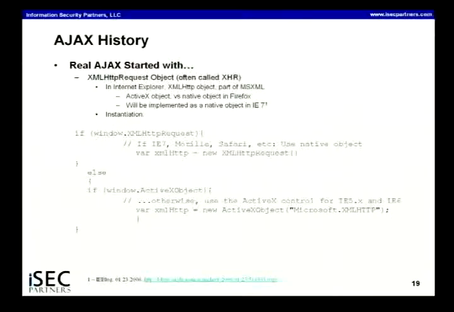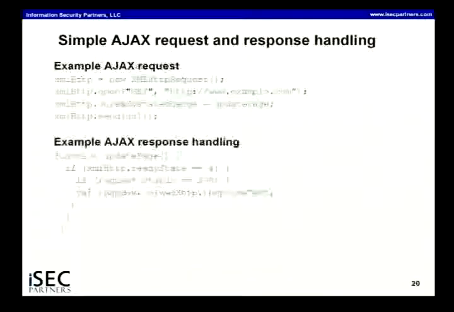So let's take a look at Ajax now. Ajax is basically the XML HTTP request object, which is abbreviated XHR, which is just as hard to say. In Internet Explorer, it's implemented as an ActiveX object, which is going to change in Internet Explorer 7, where it's going to become a native object like it is in Firefox. As you can see here, this is a simple instantiation example. You check if it's an ActiveX object or a native object, and you instantiate it like that.